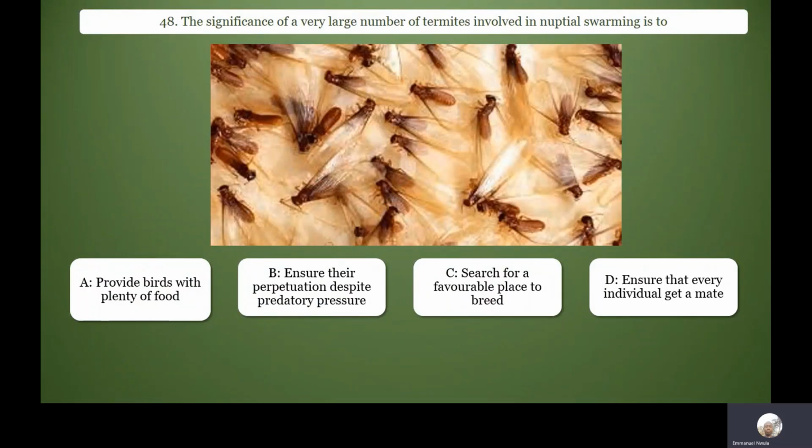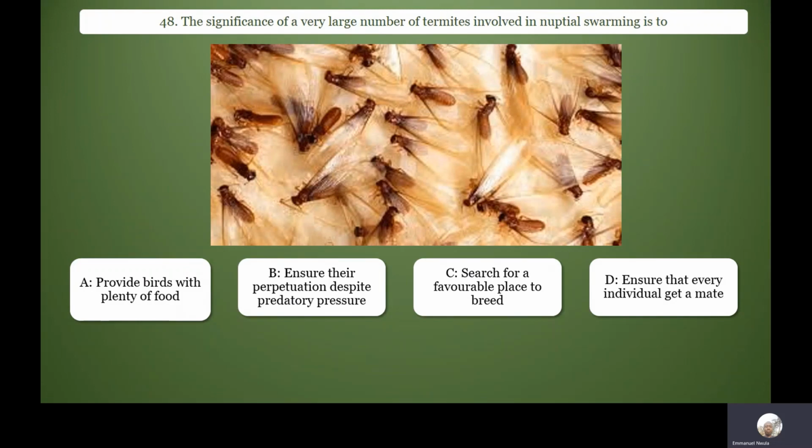The significance of a very large number of termites involved in nuptial swarming is to ensure their perpetuation despite predatory pressure. So 48 is B. You know, in the termite colony, the winged reproductives will fly out in what we call the nuptial flight. So they fly out to mate.